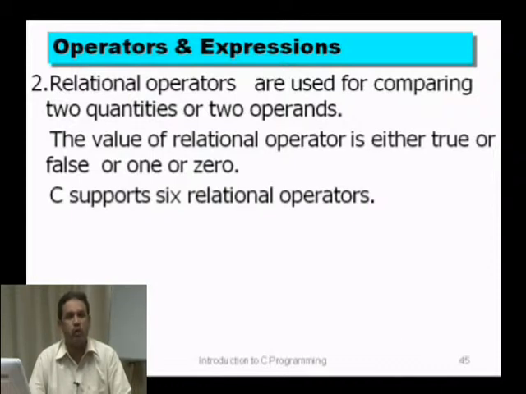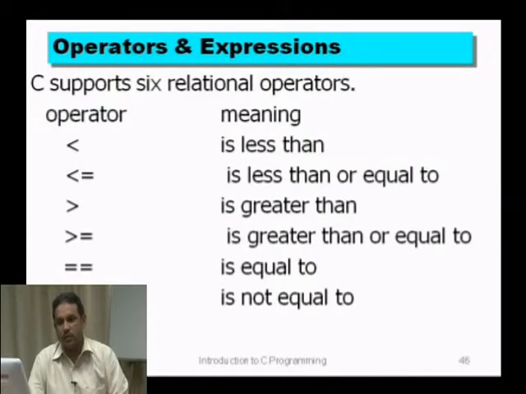True means 1, false means 0. C supports 6 relational operators. That is the operator and its meaning. The first one is less than, then less than or equal to, greater than or equal to, is equal to, and is not equal to.